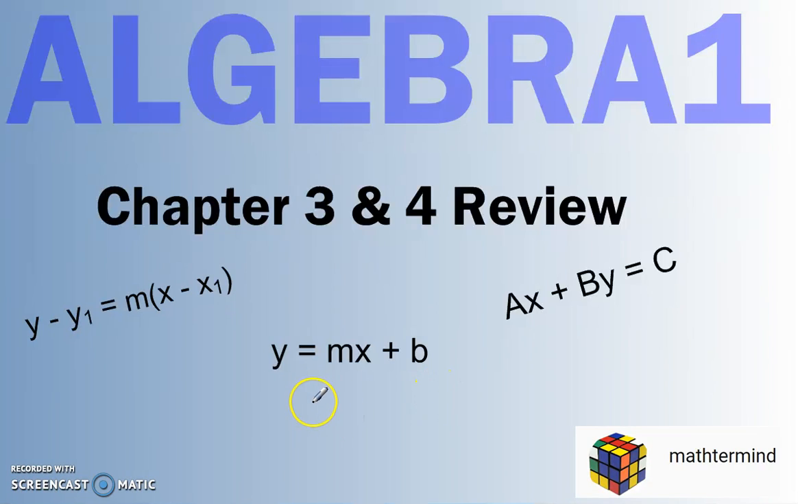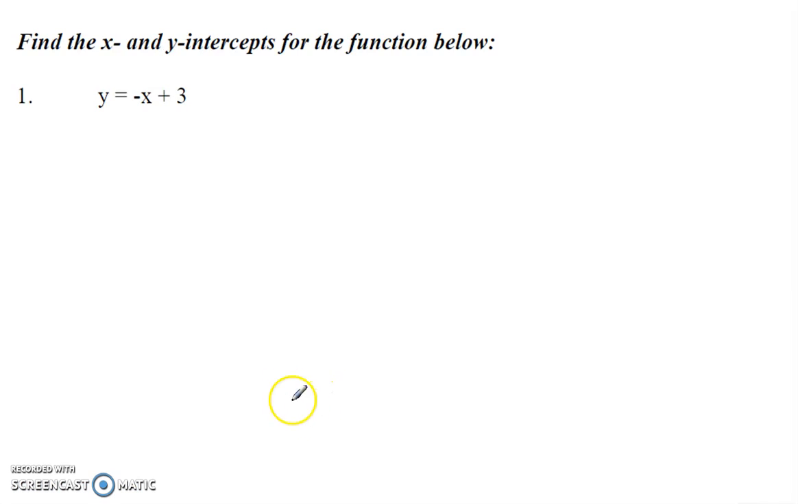Alright, welcome back. Algebra 1, Chapter 3 and 4 review. Let's do this. Number 1. Find the x and y intercepts. Remember, at the x-intercept, y is 0. At the y-intercept, x is 0.